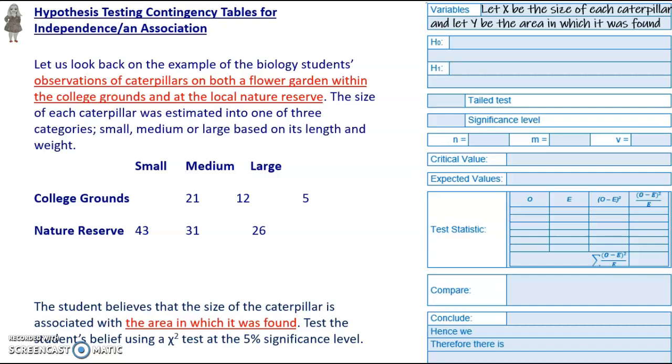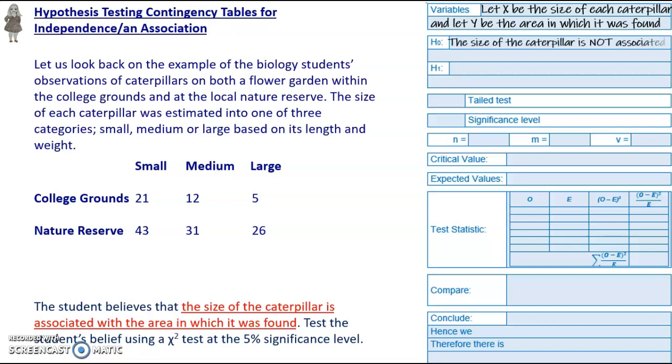The next thing I need to look for are my hypotheses. What am I actually being asked for? It says at the bottom that the student believes the size of the caterpillar is associated with the area in which it was found. My H0 is always looking for independence, or that there is no association. I'm going to use the word association because that is what the student has used in the question. So the size of the caterpillar is not associated with the area in which it was found. That is my null hypothesis. They are independent, they are not linked at all. Therefore my H1 is the opposite: the size of the caterpillar is associated with the area in which it was found.